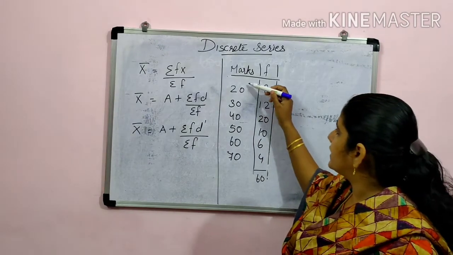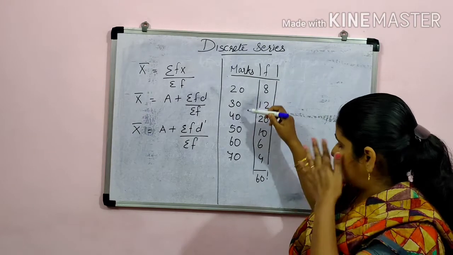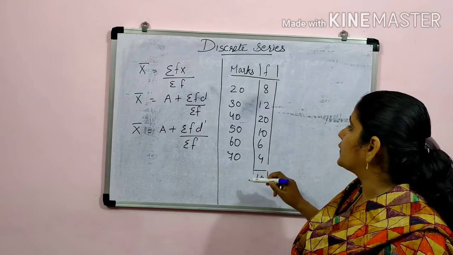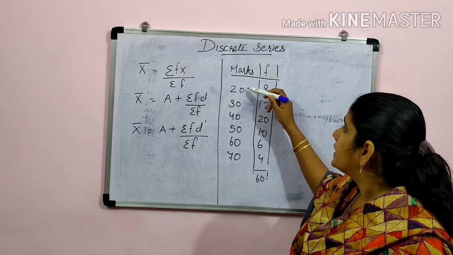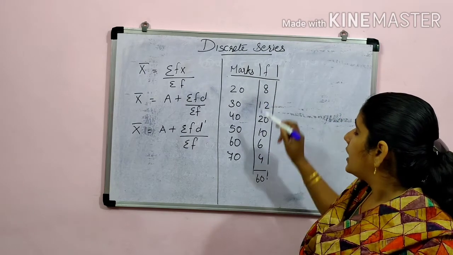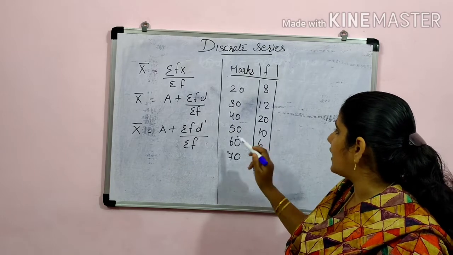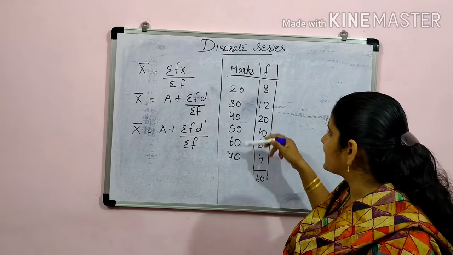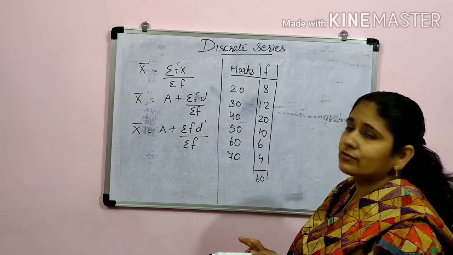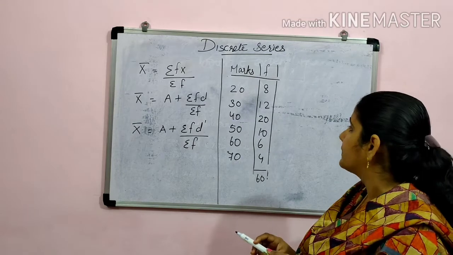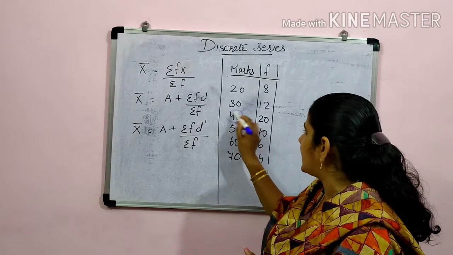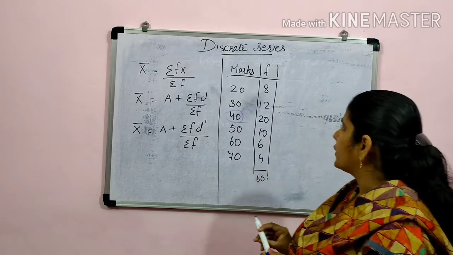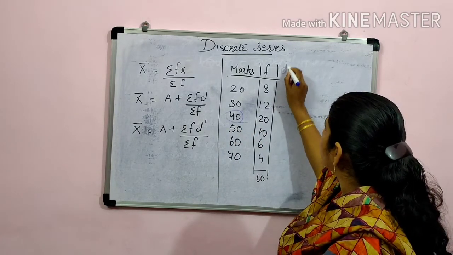Now students, when we look at these x values here, the lowest one is 20 and the highest is 70. So as a middle value, we can say that either 40 or 50 we can assume as the mid one, as the assumed mean. Here I am just going for 40. Then the next column will be D.